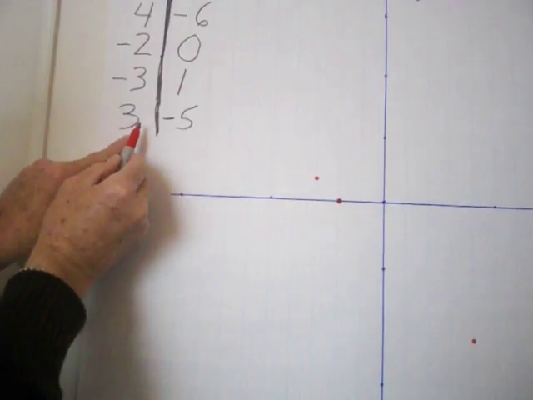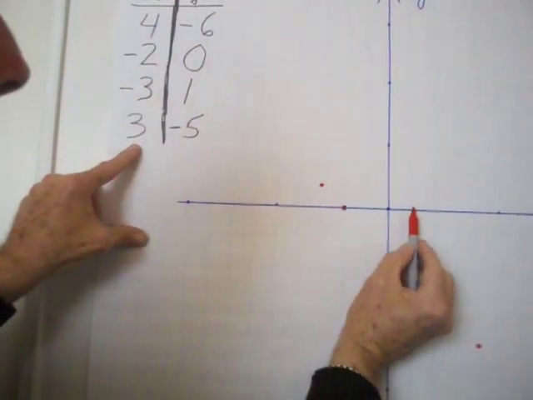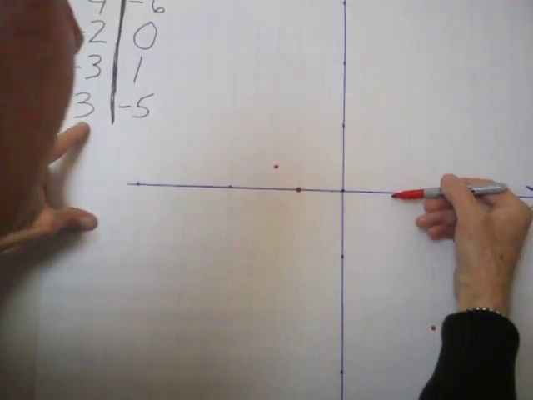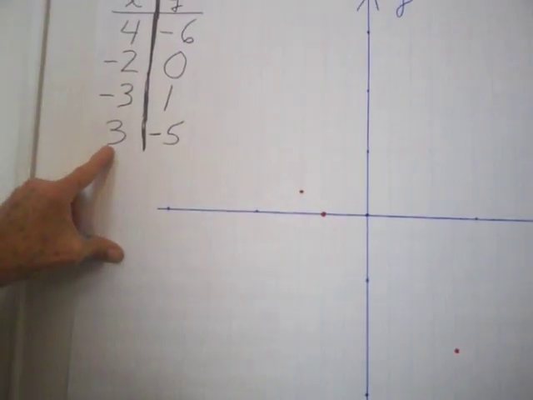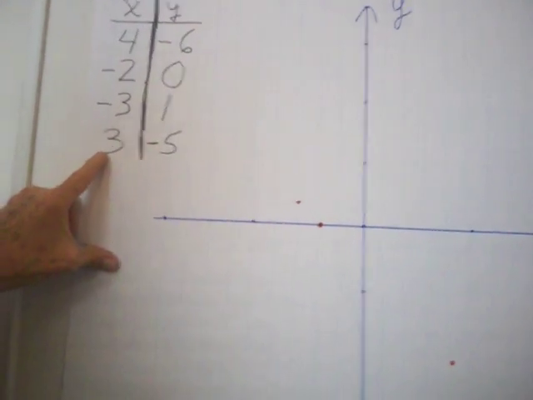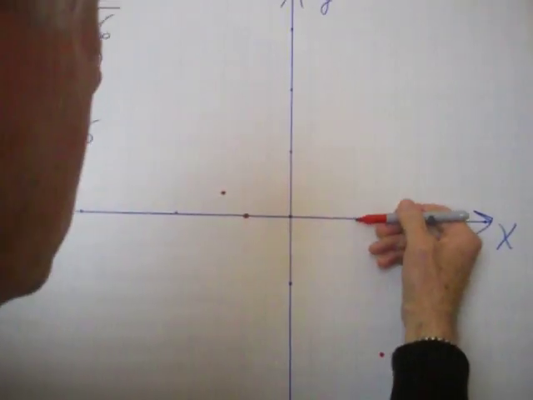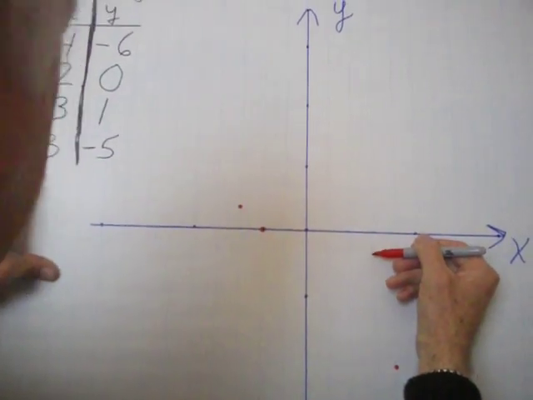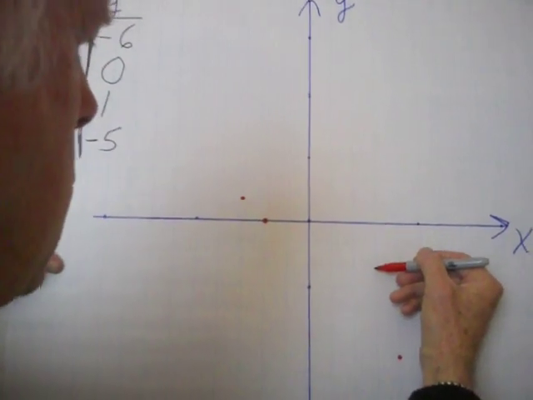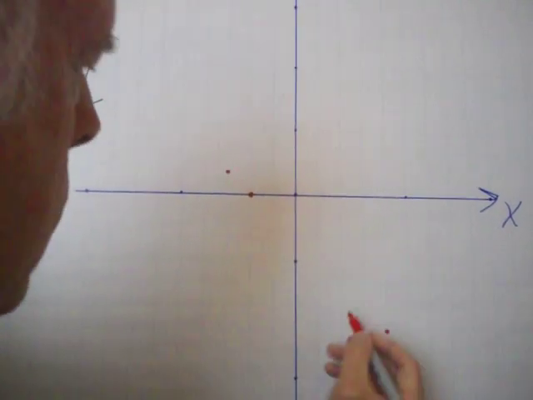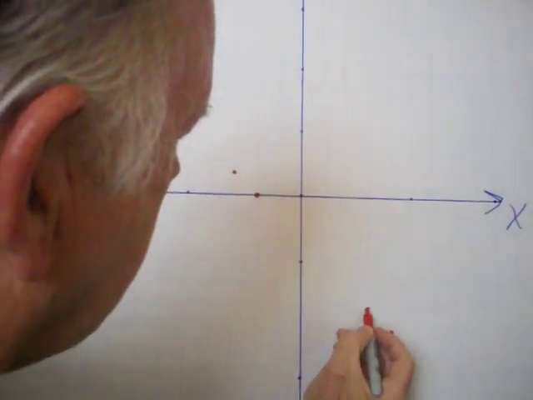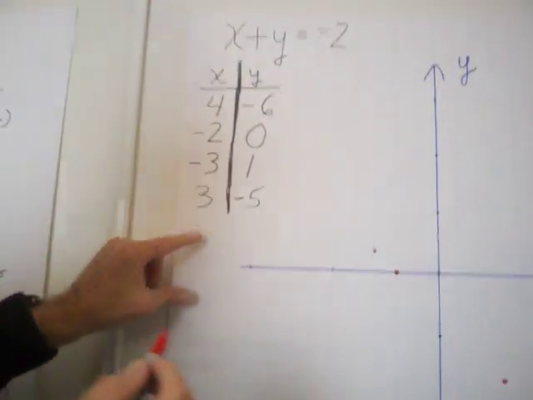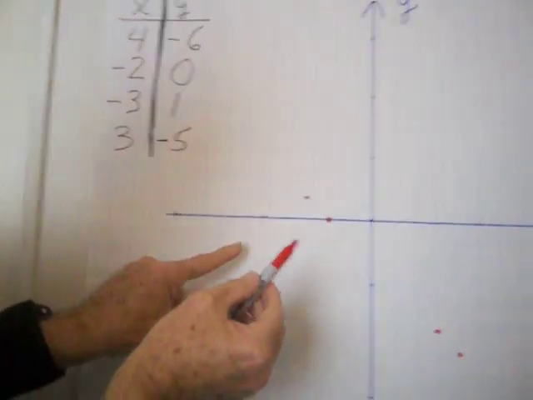3, negative 5. One more. 1, 2. Something is done wrong. Oh, doggone it. Let me just make sure. Let's see. X is 3. I think I'm all right. Y is negative 5: negative 1, negative 2, negative 3, negative 4, negative 5. I don't know why I had that senior moment right there, but we got it.